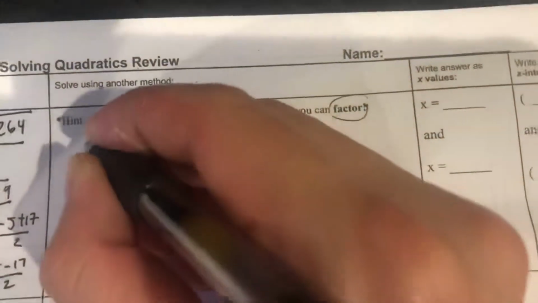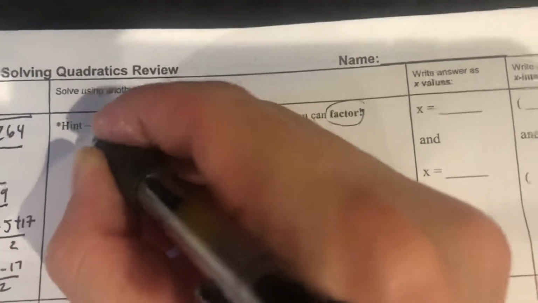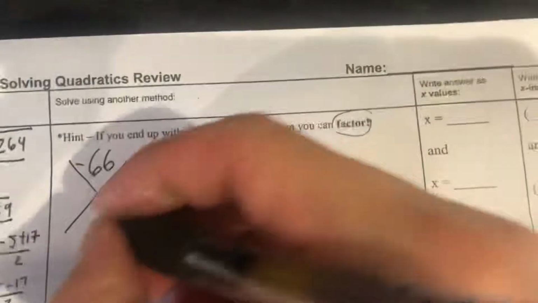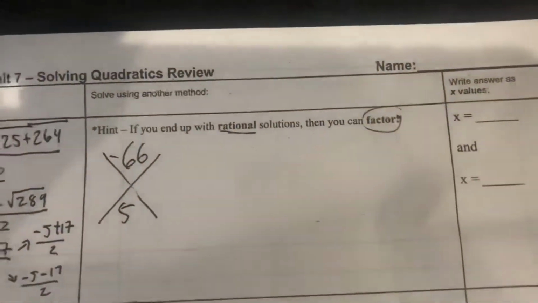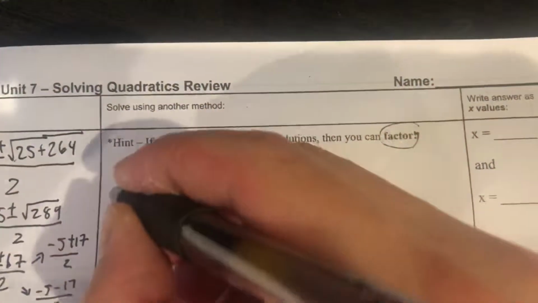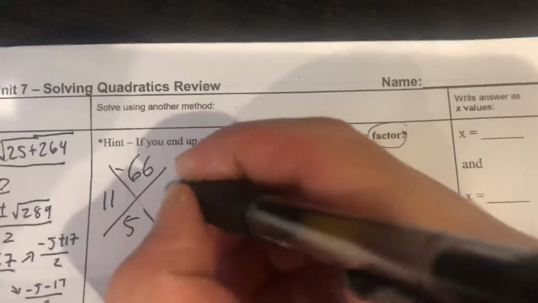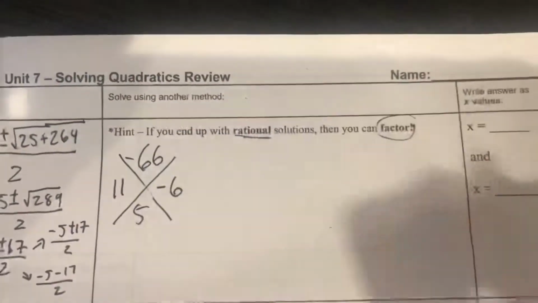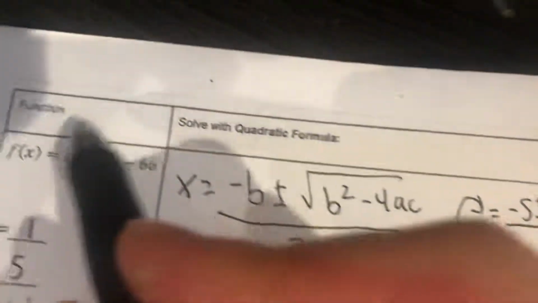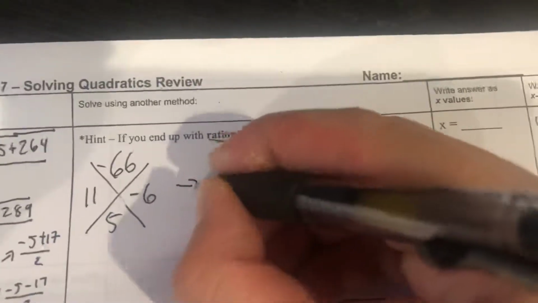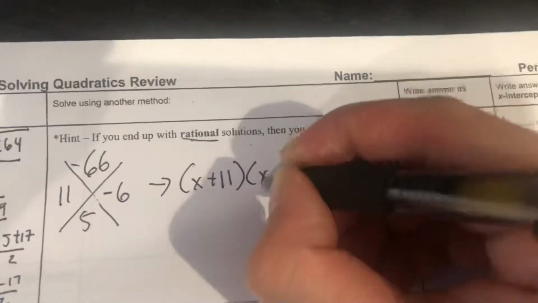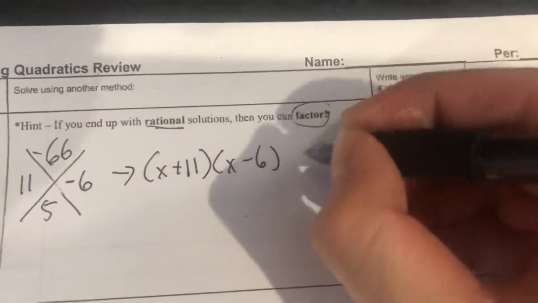So if I do the x puzzle on this, I have 66, negative 66 on top, and 5 on the bottom. And negative 66, the factors are 11 and 6, but it needs to come out to a positive 5, so 11 minus 6. And because this is a 1x squared, I can do the shortcut. That gives me x plus 11, x minus 6 is equal to 0.